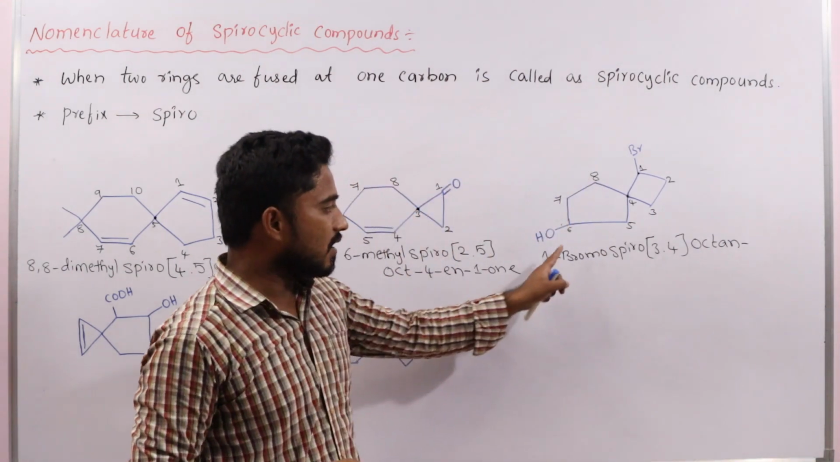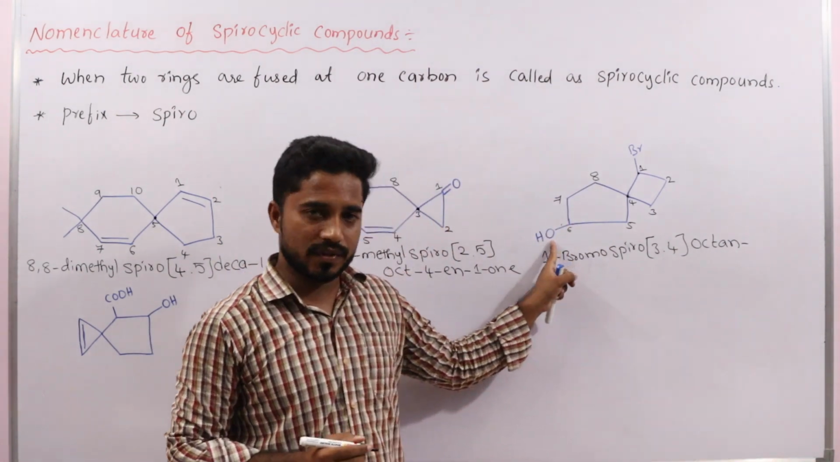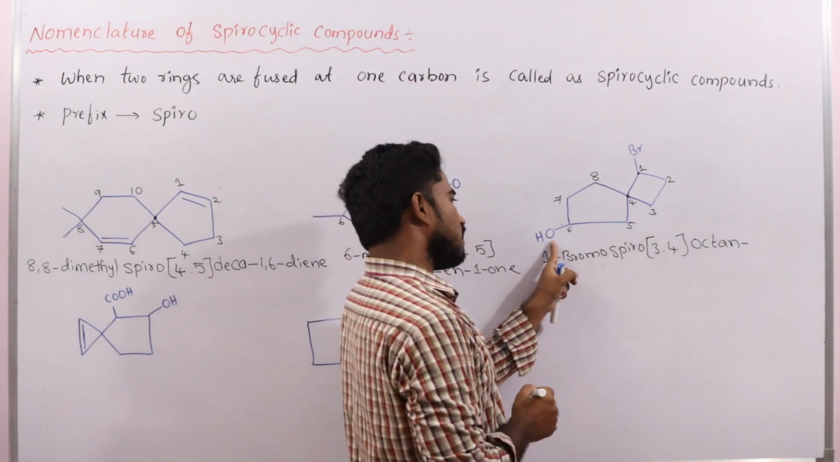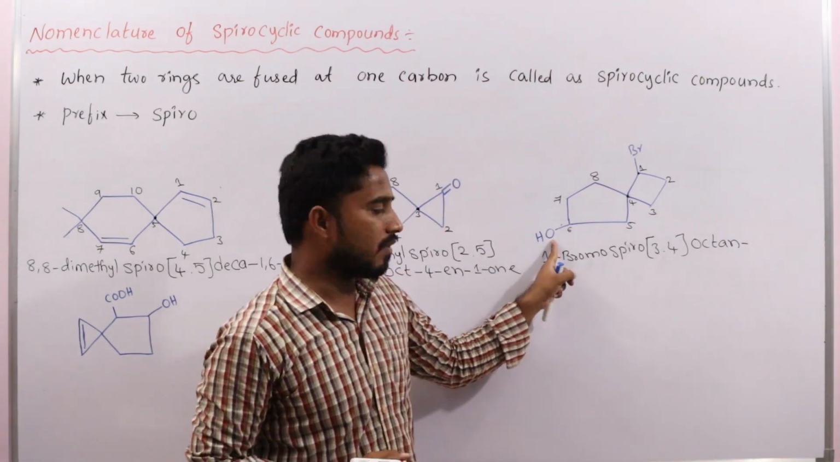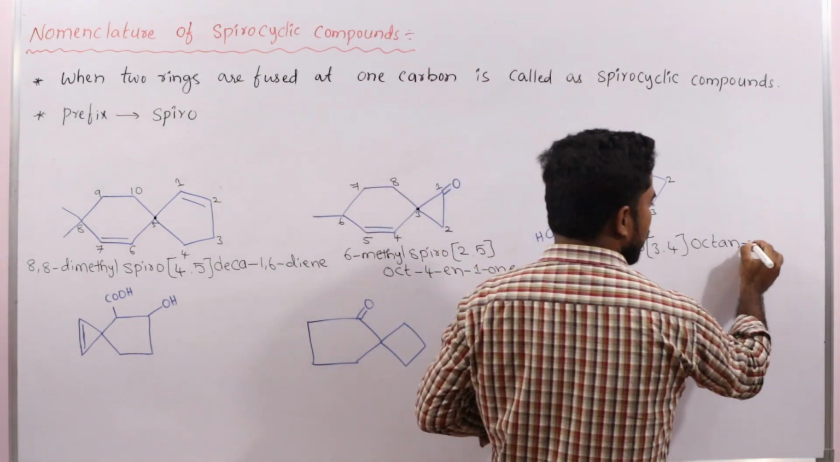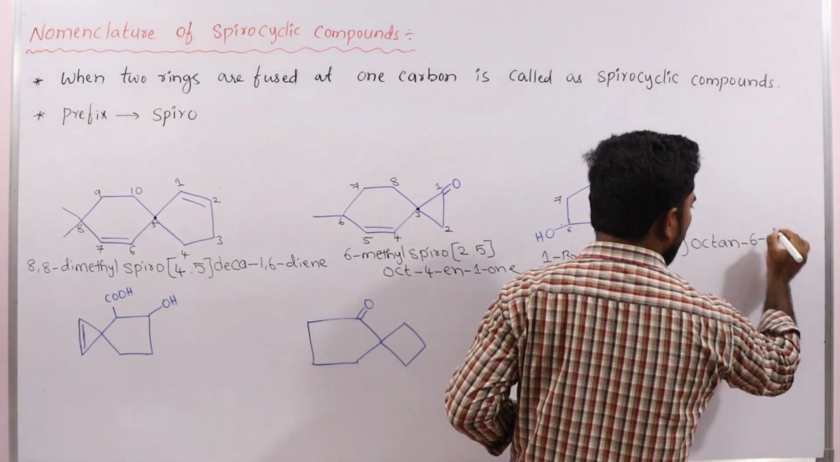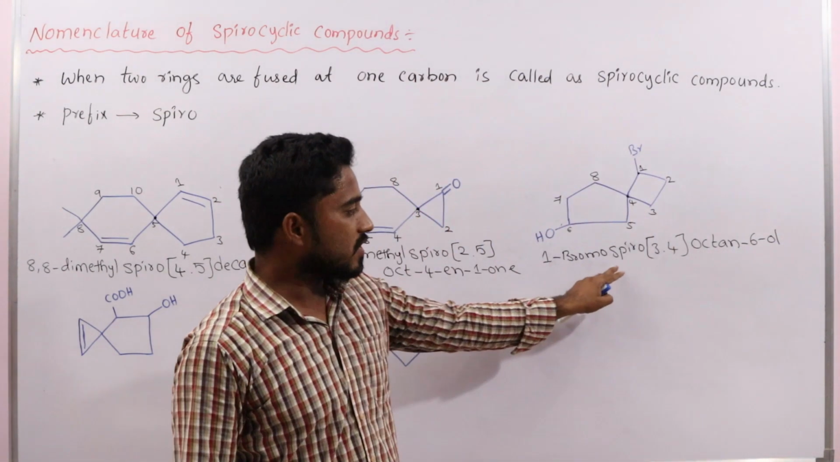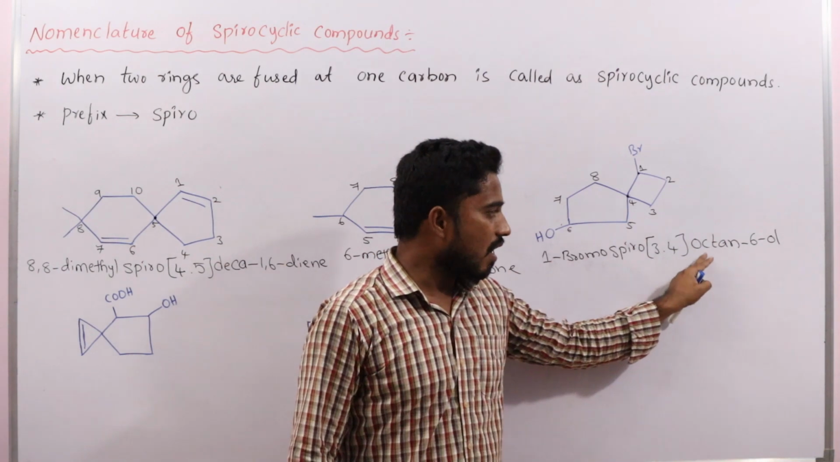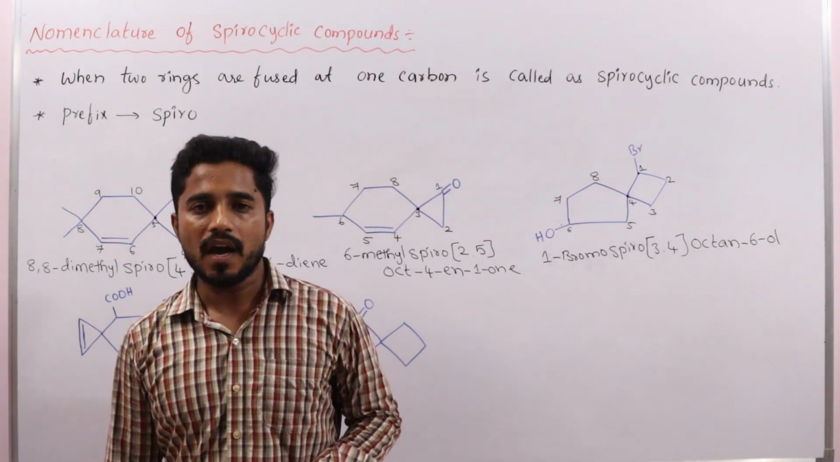Then at the 6th carbon, the OH functional group is there. That's why, for OH, what is the secondary suffix? Ol, which is at which position? 6th. That's why 6-ol. 1-bromospiro[3.4]octan-6-ol is the name.